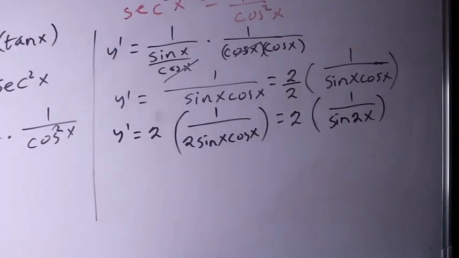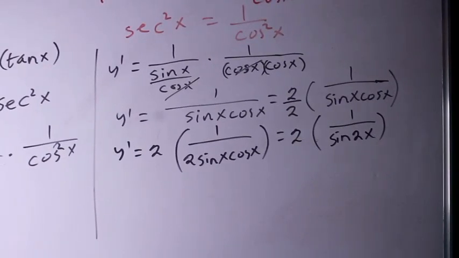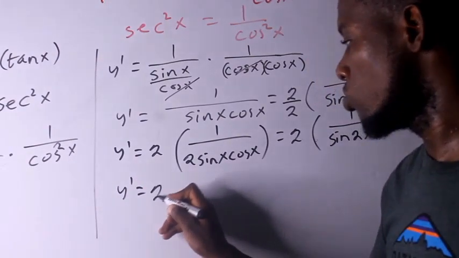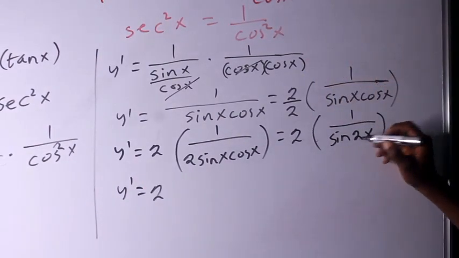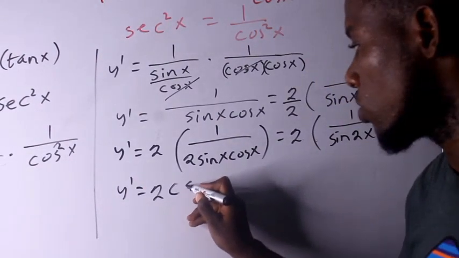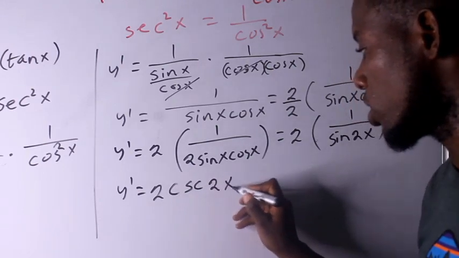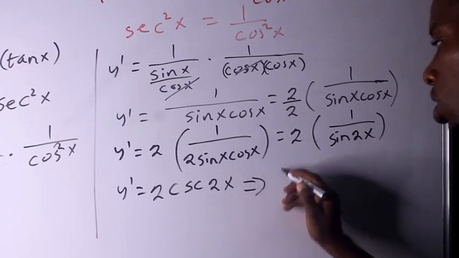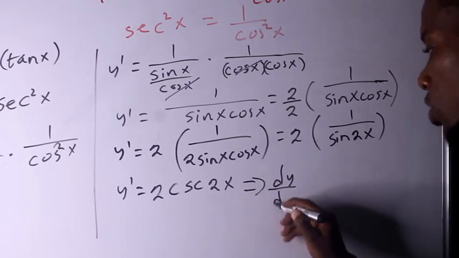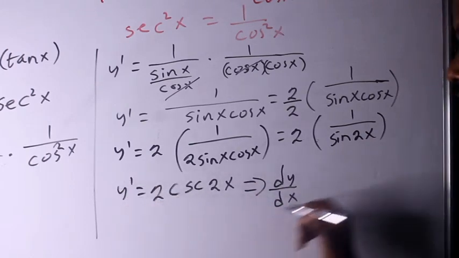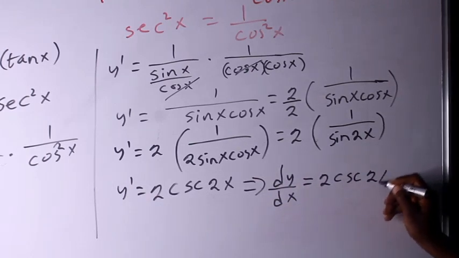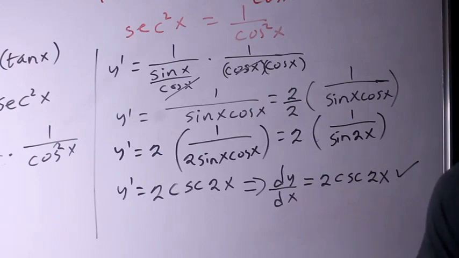Great. Once we have that, we can proceed to write y prime is equal to 2 times 1 over sine 2x, which is cosecant 2x. So y prime equals 2 cosecant 2x, or dy by dx, because y prime in this case is dy by dx, is equal to 2 cosecant 2x, is a solution to that differential equation.